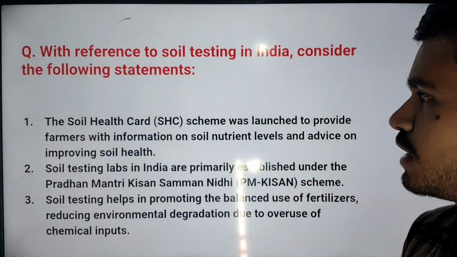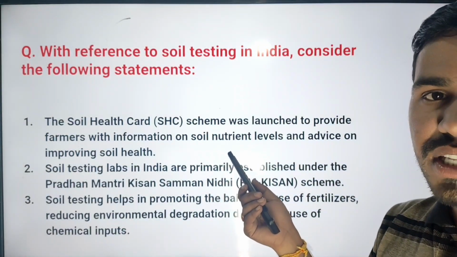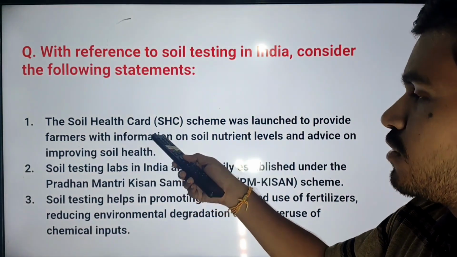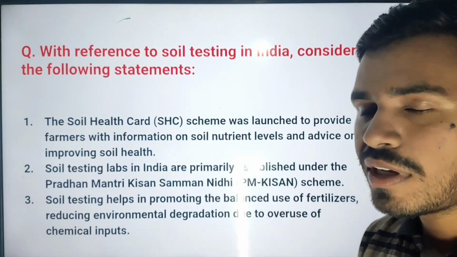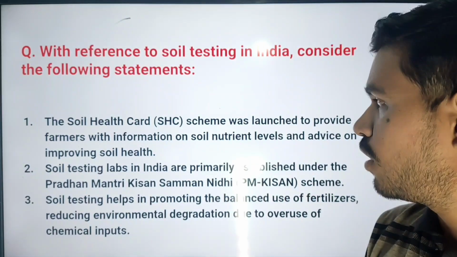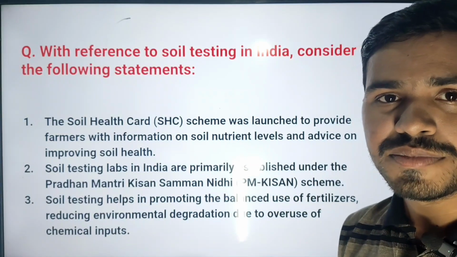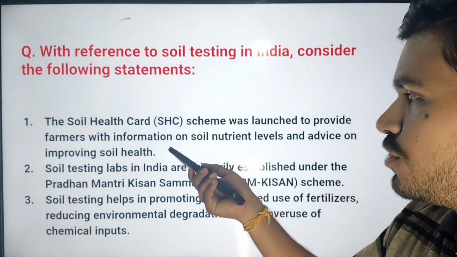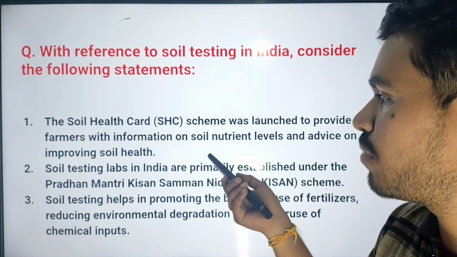So if you see the first one, this statement is correct. By testing the soil, the farmer will get a health card of that soil. So that card is called soil health card. So by that the farmer can know the soil nutrient levels. By that he can apply these chemicals judiciously. So how much they needed, that we can apply.